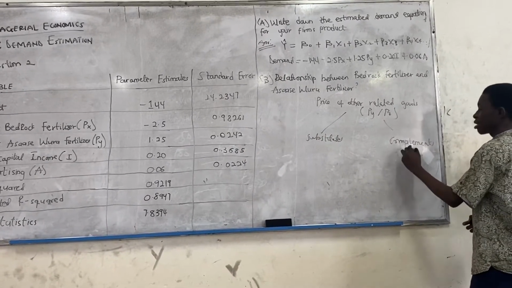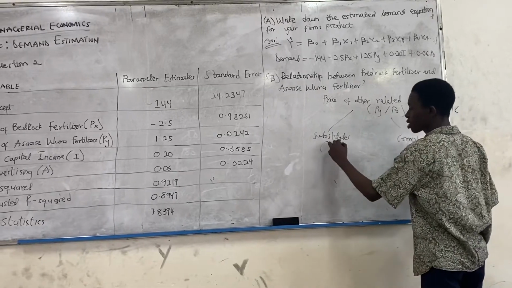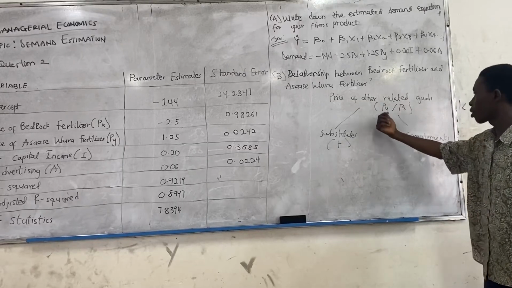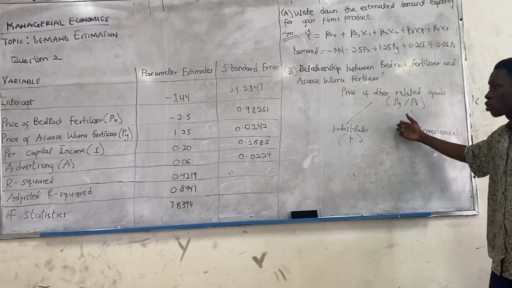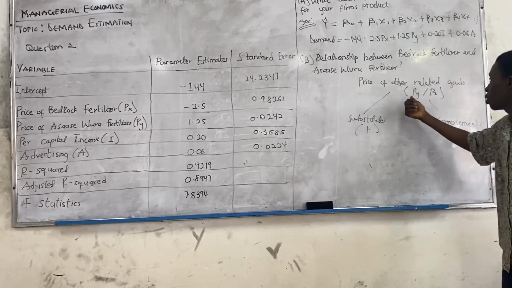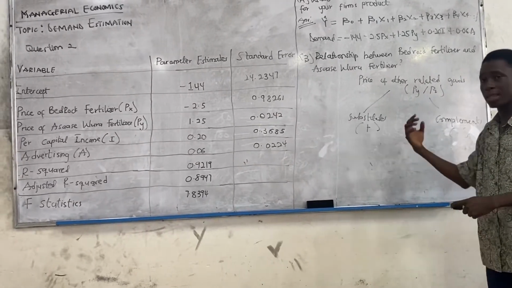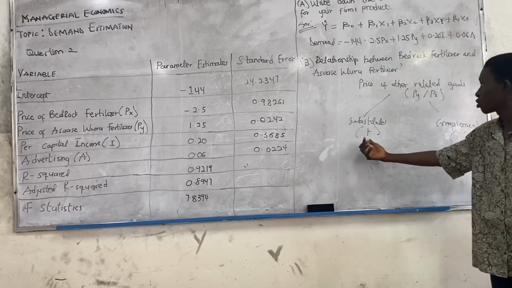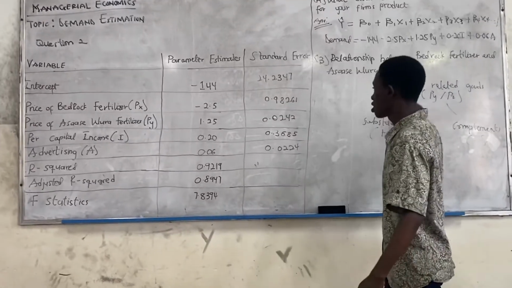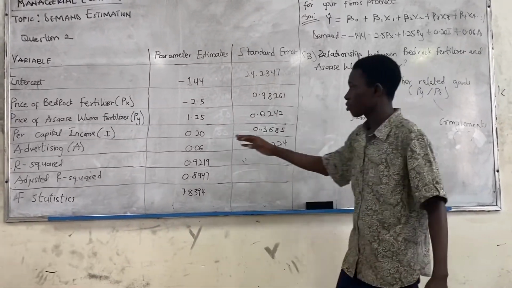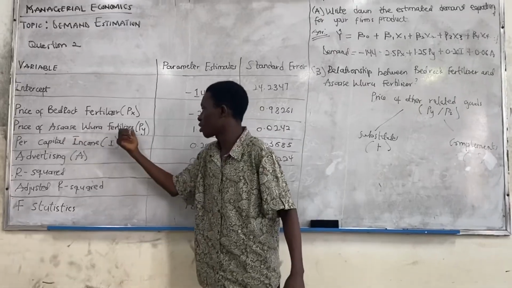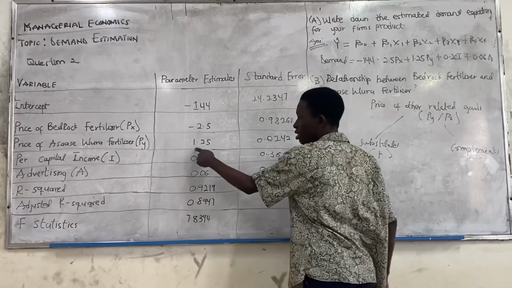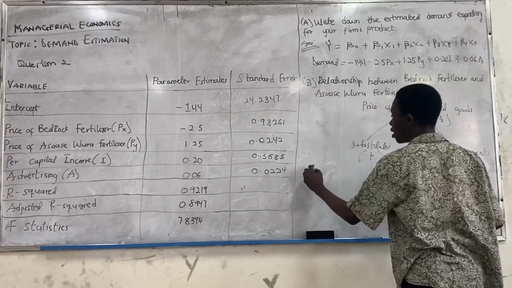A complement has a negative coefficient, and a substitute has a positive coefficient. The other related goods are denoted by either PY or PZ. So we come to the table and search for PY or PZ, then check the sign attached to that number. If it's negative, it's a complement. If it's positive, it's a substitute. Do we have PZ? No, we don't have PZ. So let's check PY, the price of cereal fertilizer. It's positive 1.25.